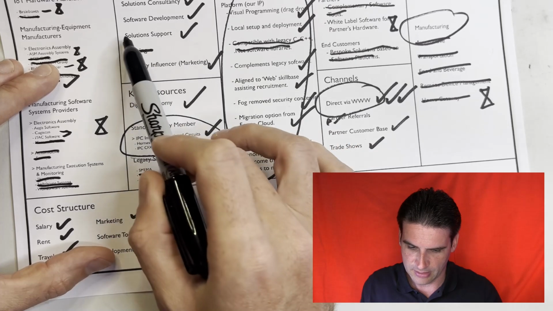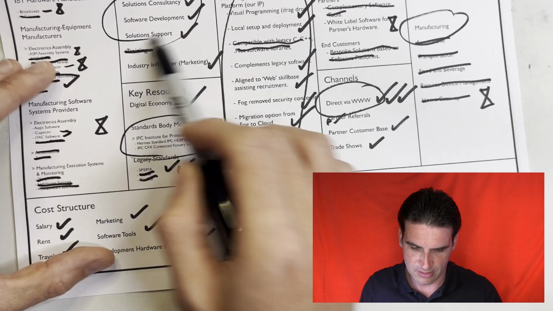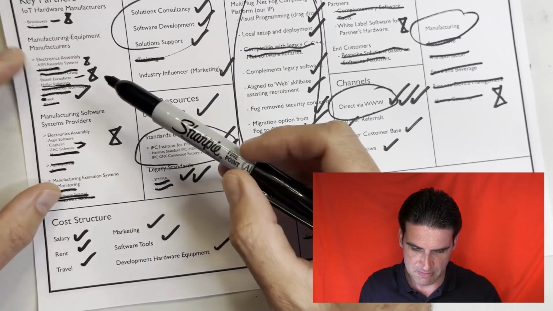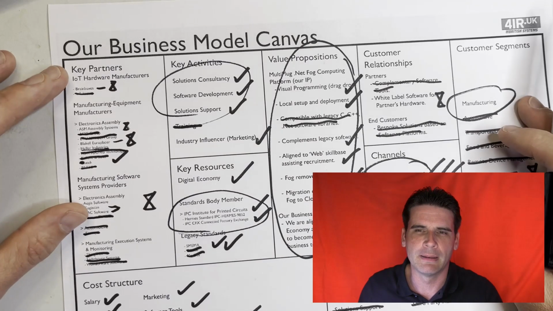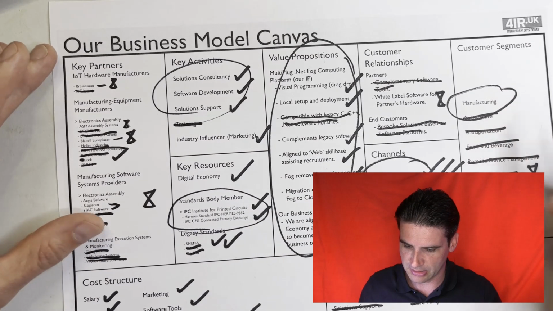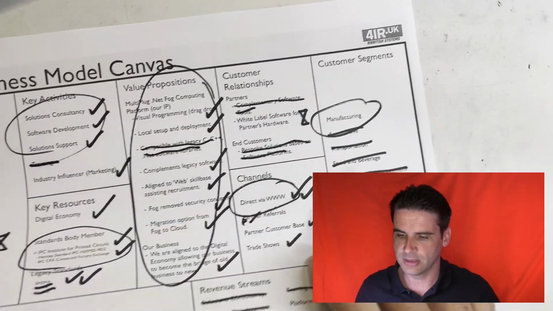Key activities, yeah, all that stuff. Partners, not really partners, unless I'm missing someone. I'm missing one. Just great customers at the end of the day. So what's the conclusion to this?